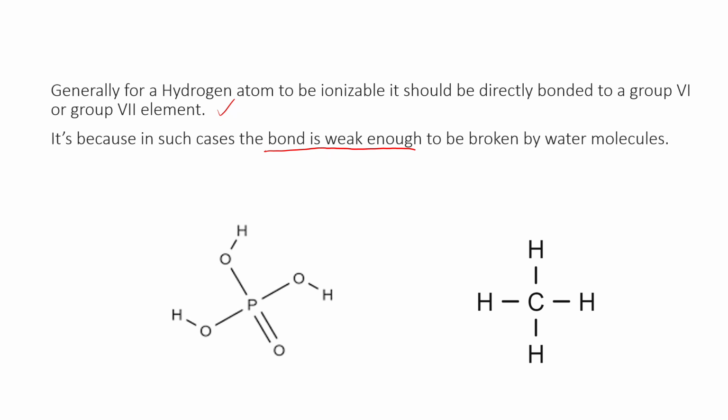If the hydrogen is directly bonded to a group 6 or group 7 element, then you can consider that as an acid. You saw earlier that in case of hydrogen chloride, hydrogen was directly bonded to chlorine, which is a group 7 element. That makes the bond relatively weak, and that allows ionization to happen, causing the splitting to produce H plus ion.